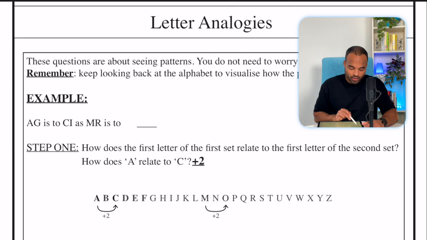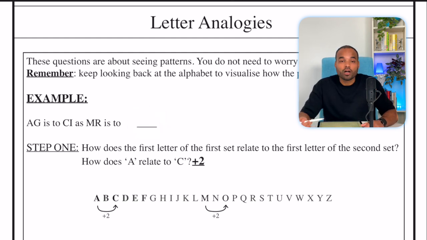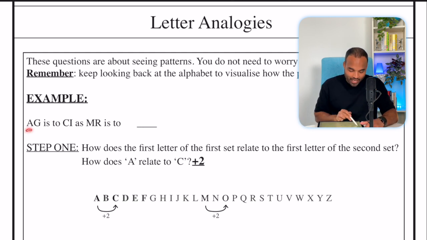Okay, so we have AG is to CI, so that's our first comparison, as MR is to blank. Right, so we've got to figure out what this blank is. Now, I know this may seem terrifying, but fear not, we're here to help. Usually in these questions, the first letters of each pair are connected somehow, as are the second letters of each pair. So A is somehow connected to C, and G is somehow connected to I.